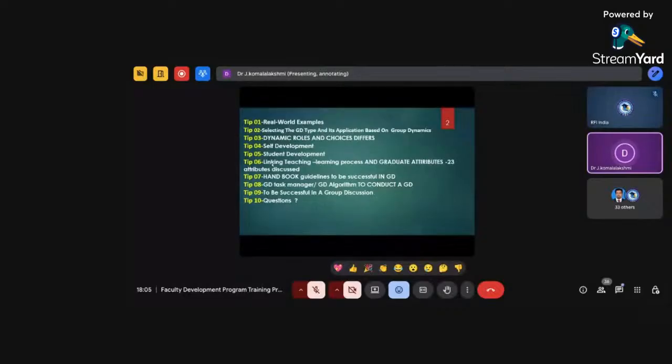and what is the association with GD and this linking process. Tip 7, handbook guidelines for students to build their capacity as a speaker, and then GD task manager or an algorithm to conduct a GD. And tip 9 is to be successful in a group discussion, what to do. And tip 10 is questions. So we can welcome participants, we can ask them to give their ideas so that we can improve their ability to give time and space to others. So these are all the 10 tips we are going to discuss in our session.